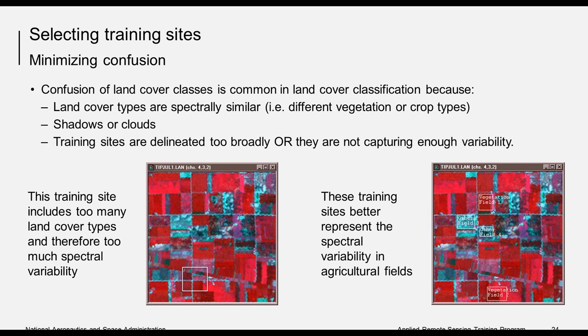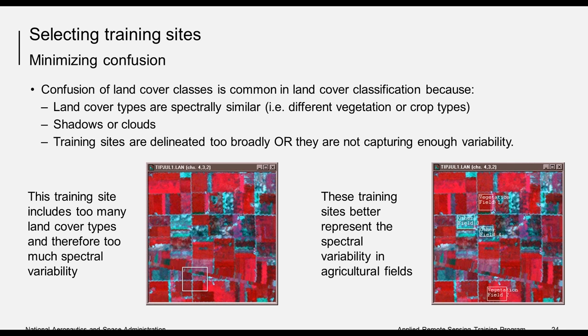So all the red squares that we're seeing in there are all fields that have been planted. They're all agricultural fields. All the bluish areas there are also agricultural fields, but they are not planted. And then you'll see lines between them, and those are the roads. So if you're interested in collecting a training site for a particular field or for crops, that image on the left is not a good way to collect a training site because not only are you getting crops, but you're getting some of the road pixels as well.